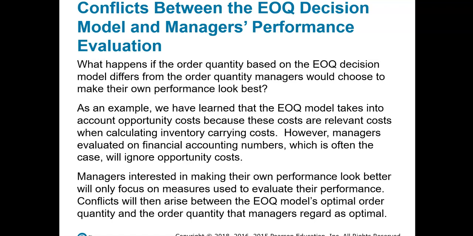So you're going to have some conflicts arise between the EOQ model's optimal order quantity and the quantity that managers regard as optimal. You're going to have two different opinions here. You're going to have one from a cost management point, EOQ, which allows the company to redeploy excess cash into other things for a return on their investment. But you also have managers that say, hey, I don't care about that. I just want to make my own performance look good. My performance review, my bonus is tied to financial accounting measures. So therefore, I'm going to do what I want to do. So you do have some conflict there.